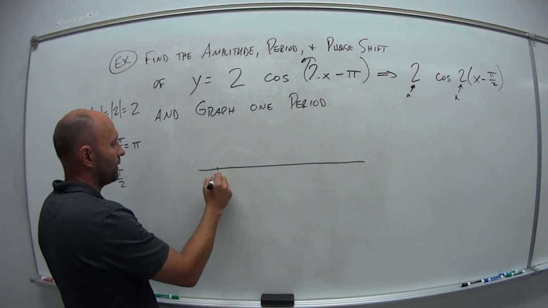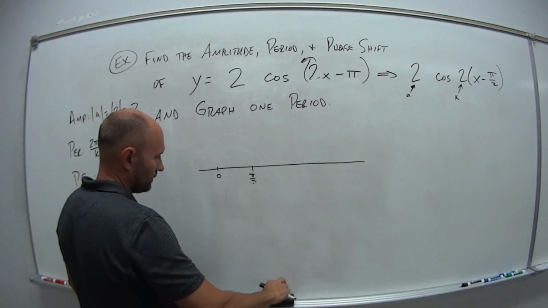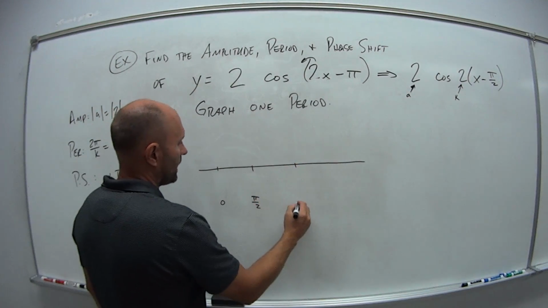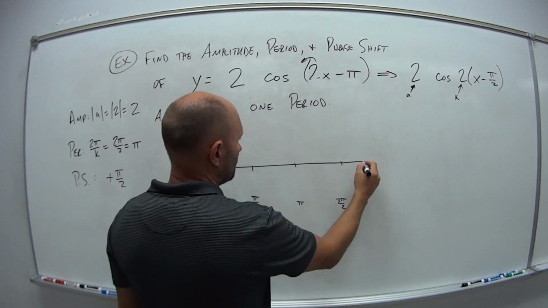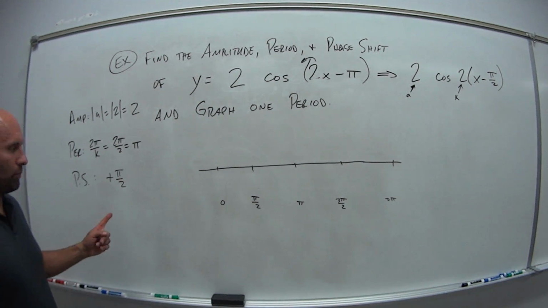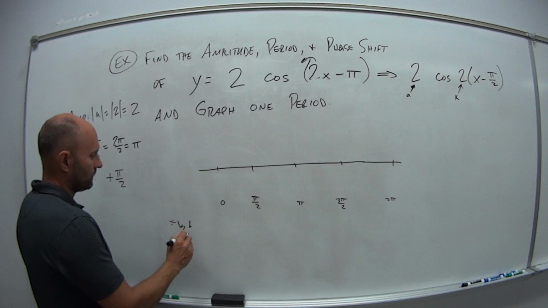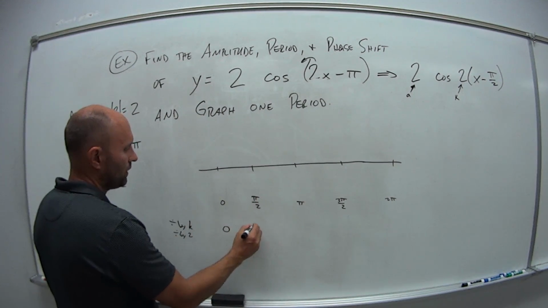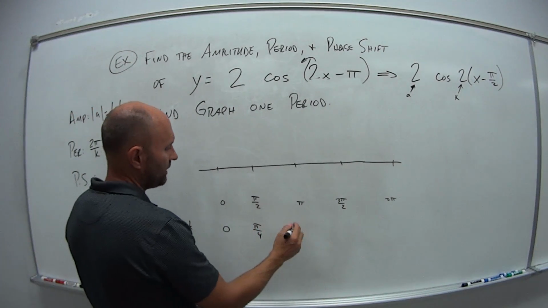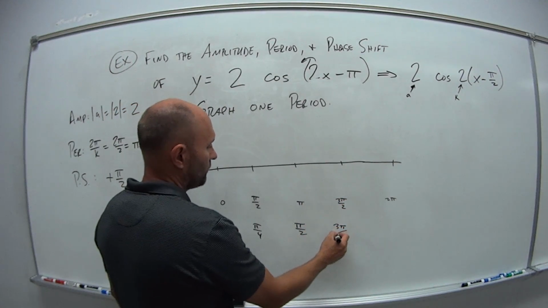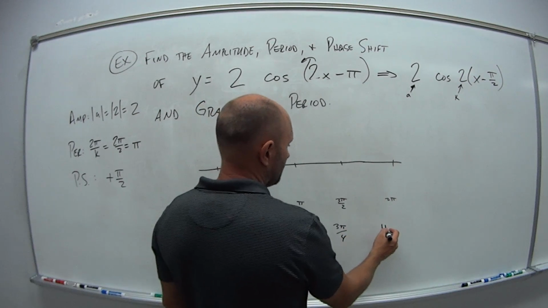So I have my 5 normal points, 0, pi over 2. Now let me write these further down. So 0, pi over 2, pi, 3 pi over 2, and 2 pi. Step 1, divide by k. So divide by 2. 0 divided by 2, 0. Pi over 2 divided by 2, pi over 4. Pi divided by 2 is pi over 2. 3 pi over 2 divided by 2, 3 pi over 4. 2 pi divided by 2 is pi.